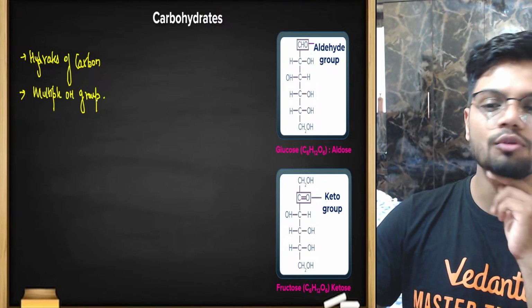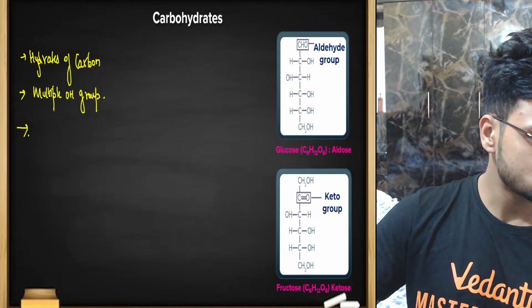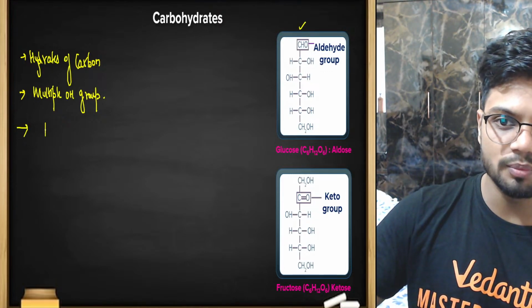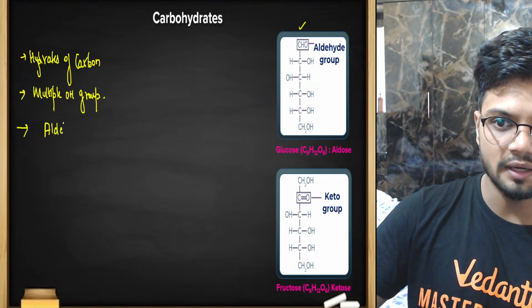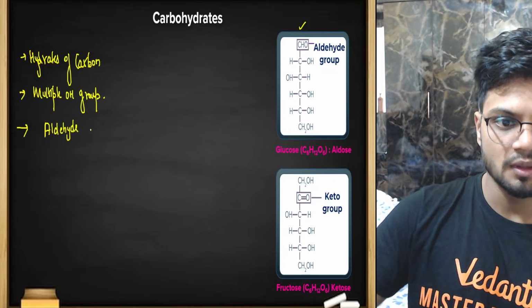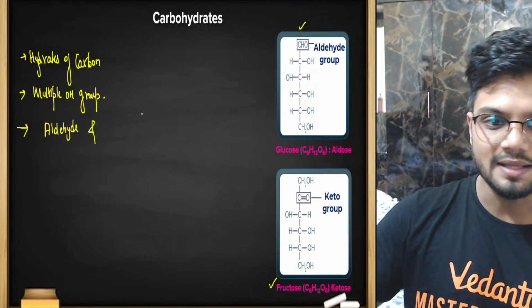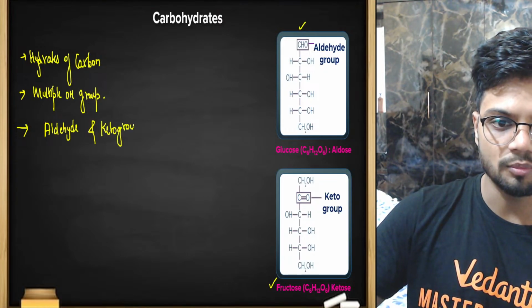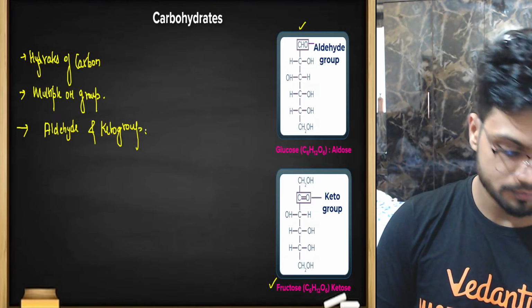At the same time, if you look at a carbohydrate, in the case of glucose, it has an aldehyde group. And at the same time, if you look at the structure of fructose, it has a ketone group. It has a keto group.